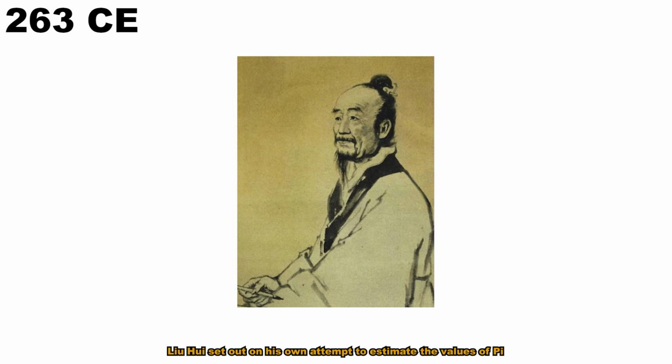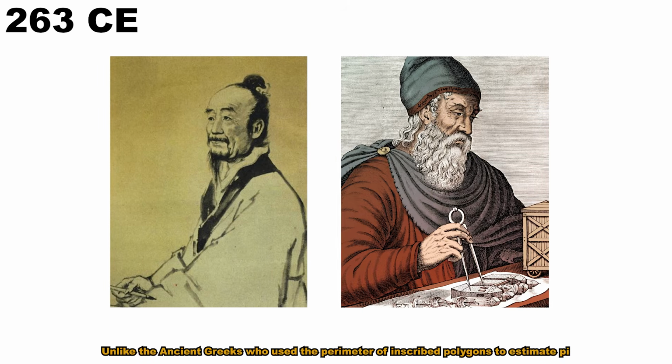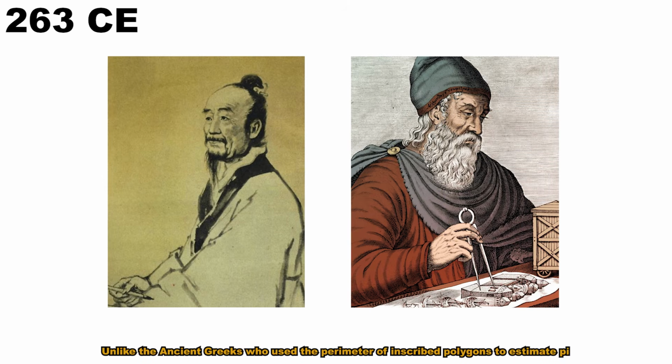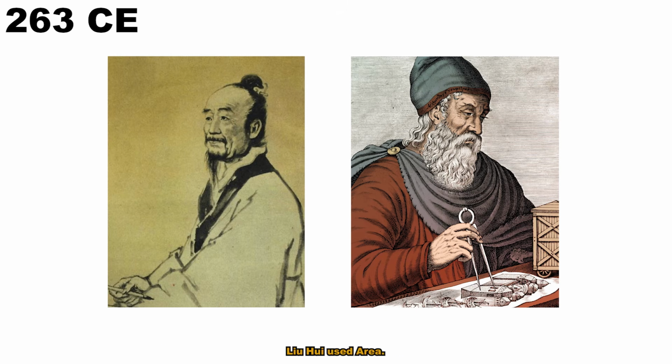The year is 263 CE. Dissatisfied with the results of his predecessors, Liu Hui set out on his own attempt to estimate the values of pi. Unlike the ancient Greeks, who used the perimeter of inscribed polygons to estimate pi, Liu Hui used area, but he needed a formula to help him do that.